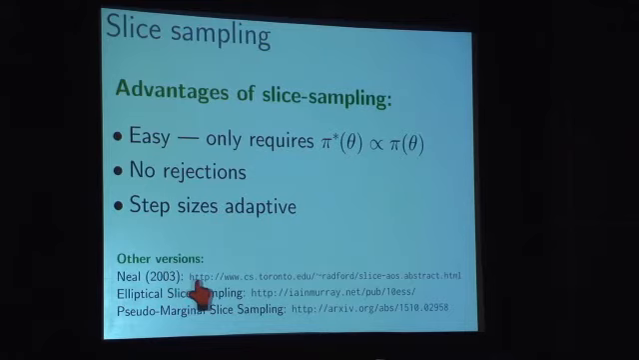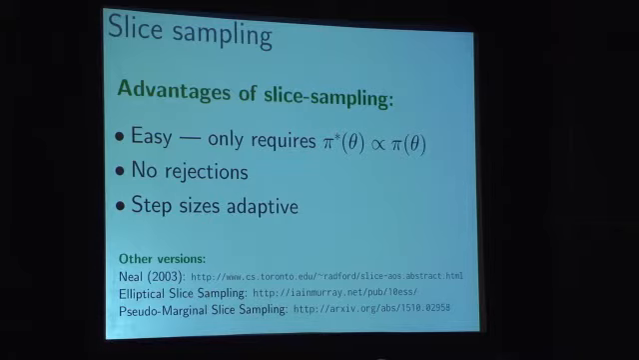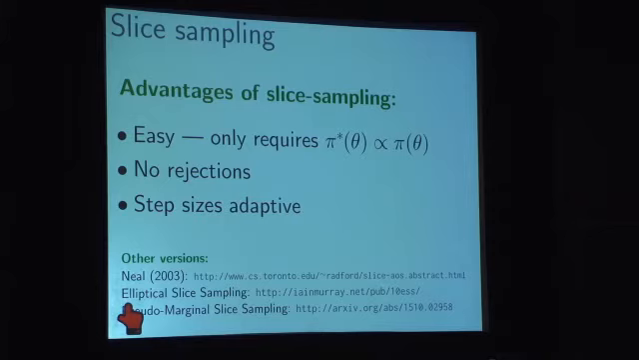Radford Neal's paper, which I've linked to here, and the slides will be available, is a great read. It has a lot more ideas than I've explained here. With co-authors, I have a paper, Elliptical Slice Sampling, which is a multivariate version of slice sampling that's good for Gaussian processes. And we have a paper on arXiv called Pseudo-Marginal Slice Sampling. This tells you how to use this black box, simple updates, where you don't even know how to evaluate pi. You can just estimate it randomly. So these algorithms are really broadly applicable.